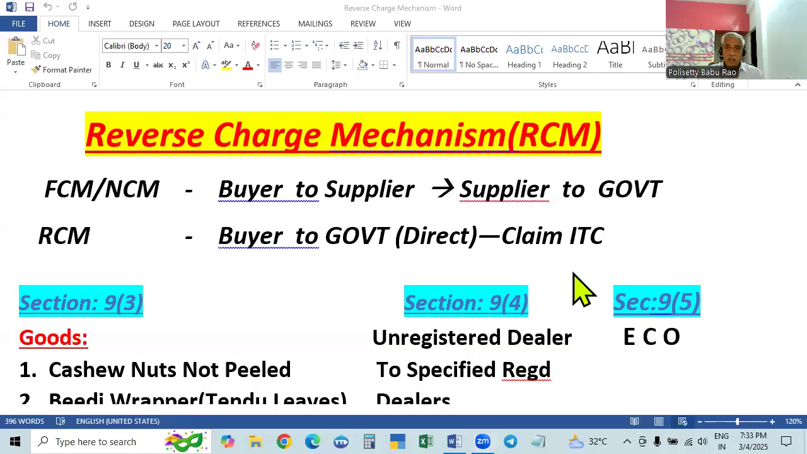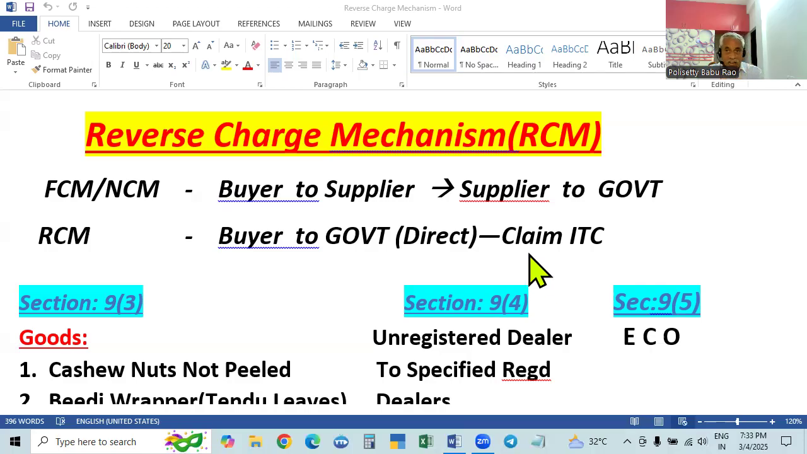So far we learned about all the traders, manufacturers, service providers, everything. The person who is supplying or giving the goods or services is called the seller, or technically the supplier. And the person who is purchasing or buying the goods or services is called the buyer or recipient of goods or services. Recipient means buyer, supplier means seller. So the seller is called the supplier and the buyer is called the recipient.